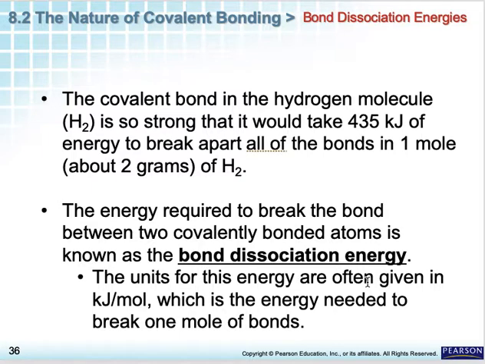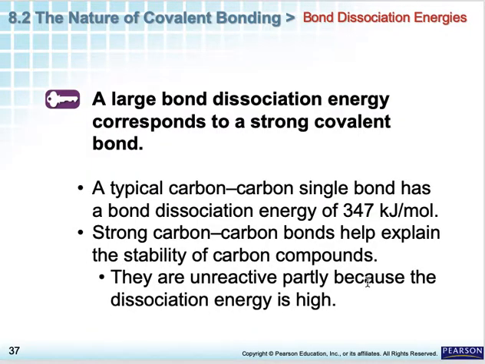The covalent bond of the hydrogen molecule is so strong that it would take 435 kilojoules of energy to break it apart. So the energy required to break the bond between two covalently bonded atoms is known as bond dissociation energy. Units for this are kilojoules per mole. Large bond dissociation energies correspond to a strong covalent bond. Carbon-carbon bonds are very strong as well, and they have a bond dissociation energy of 347 kilojoules per mole.